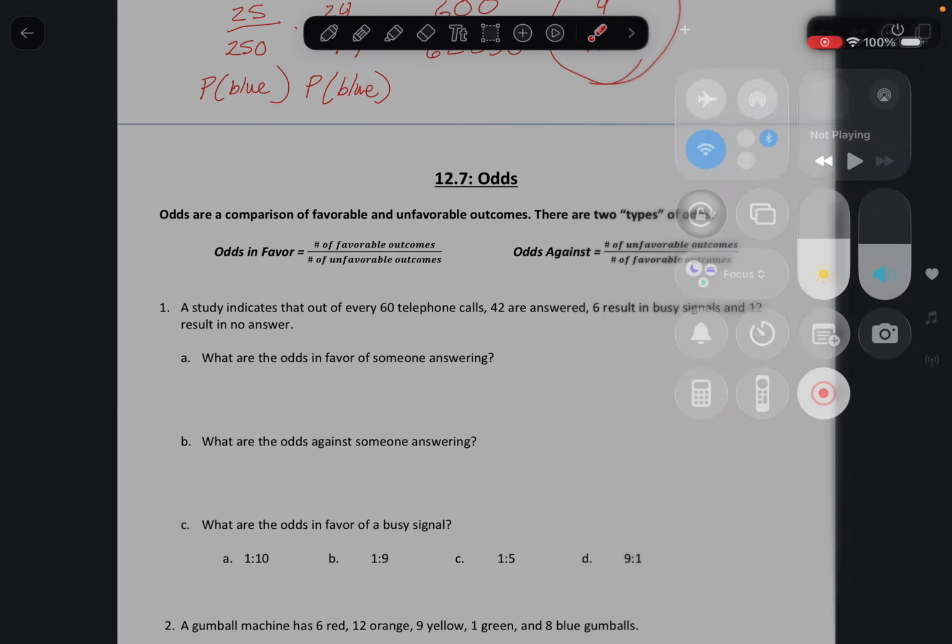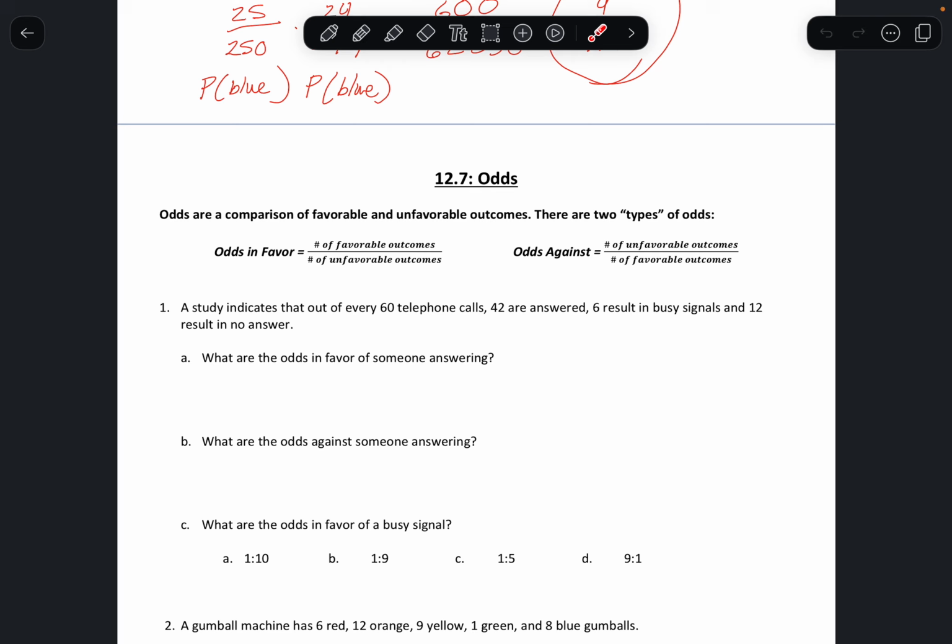All right, we are down to our last section in Unit 12. This is 12.7, odds. Now, odds and probability have a relationship. When we were looking at probabilities, we were looking at favorable outcomes over total outcomes.